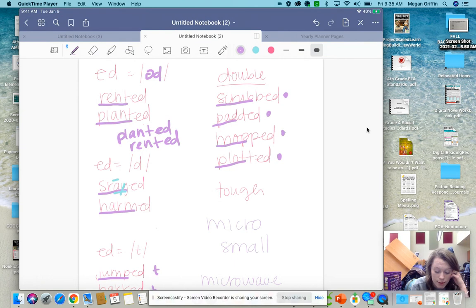Those are my base words. And then you'll notice that I had to double my second consonant, my final consonant, because my suffix starts with a vowel, and they meet the one syllable, one vowel, one final consonant rule. See, one syllable, one vowel, one final consonant. So that's a double, and then add my ed.